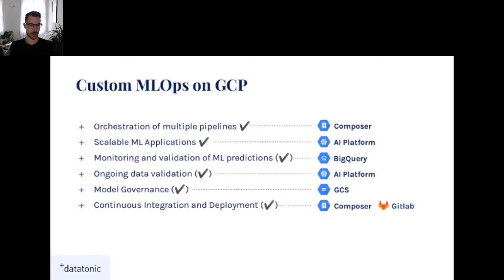So we have our orchestration. We can scalably train and build ML models. We have a little bit of monitoring, hence the brackets. We have a little bit of data validation. There's some model versioning and governance, again, bracketed, and a little bit of continuous integration and deployment, but there's still some improvements and some desire to go a bit beyond this.